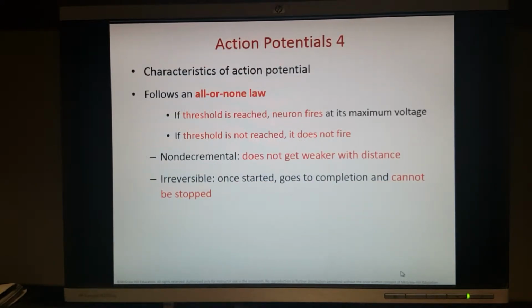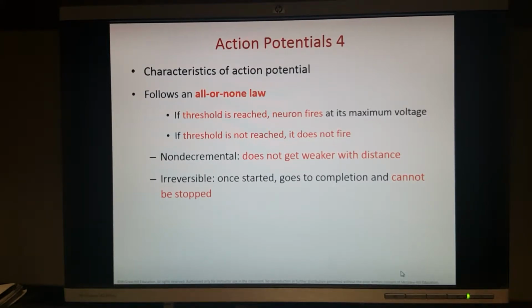So there are some characteristics of an action potential. It follows an all-or-none law. So you're either going to shoot an action potential or you're not. As long as you reach threshold, you will always fire off an action potential. If you don't reach threshold, it's not going to happen. Basically, that's it. And once it starts, it can't stop.